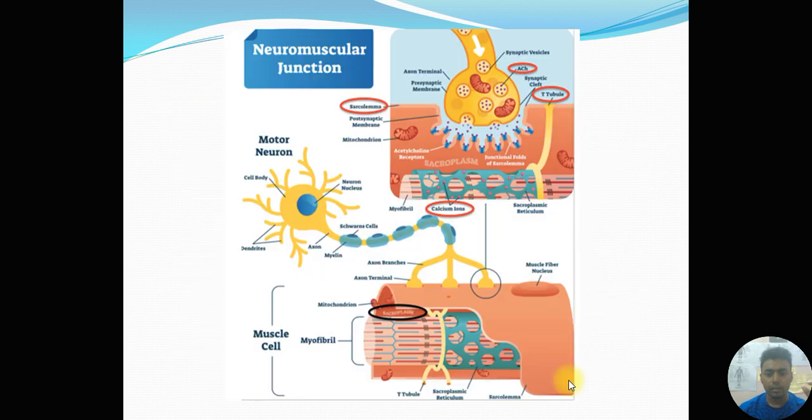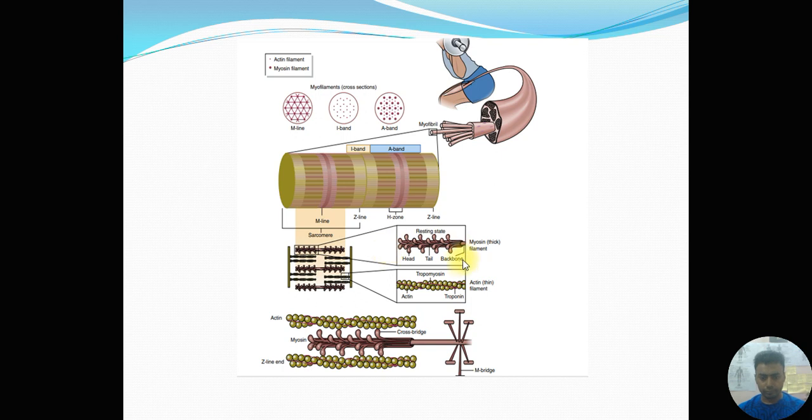Now, what does it say? It says that when this action potential travels through the T tubule, as I said, the sarcoplasmic reticulum has calcium ions, and it triggers the sarcoplasmic reticulum to release the calcium ions. So calcium ions are released from here, and then these calcium ions migrate and bind with troponin. The troponin is here. Let's see this first.